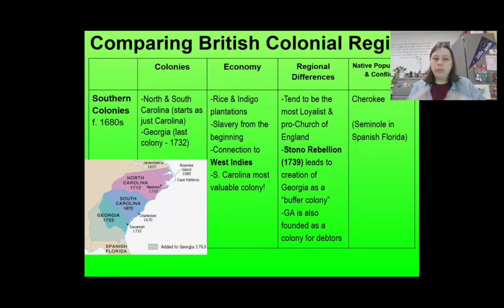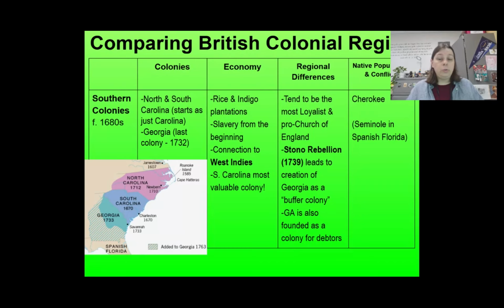But in the Carolinas, they're sort of there from jump. And South Carolina, at the time of the Revolution, is going to be majority enslaved. If you look at the population of South Carolina in the 1770s, over 50% of the people who live in the colony are enslaved laborers. South Carolina is also the most valuable colony in the sense of producing the most for Great Britain.